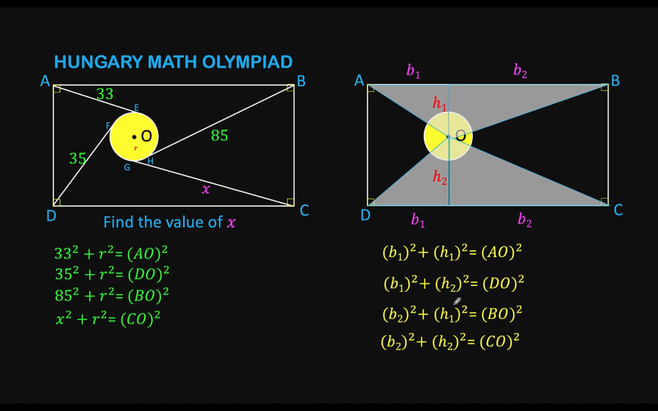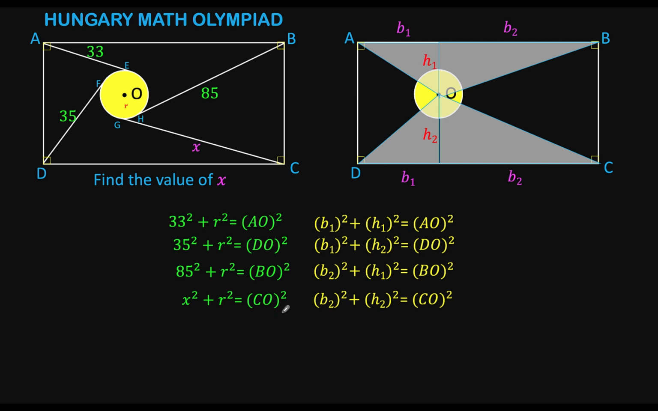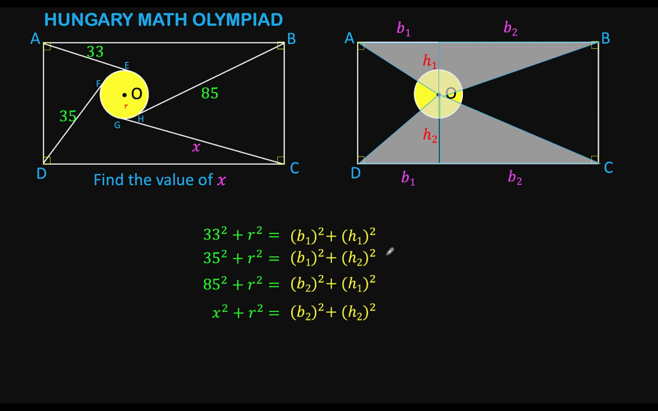Now, let's put these two sets of resulting equations side by side, and notice that the right sides are equal respectively to each of these equations, which means that their corresponding left members are also equal, resulting in this set of equations, and let's call them equations 1, 2, 3, and 4. We have variables x, r, b sub 1, b sub 2, h sub 1, and h sub 2. So there are 6 variables, and we only have 4 equations.